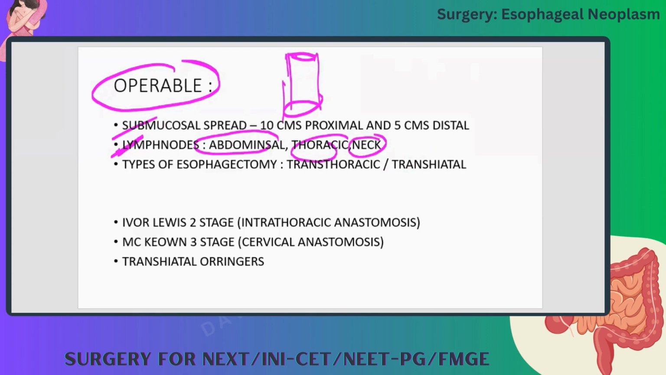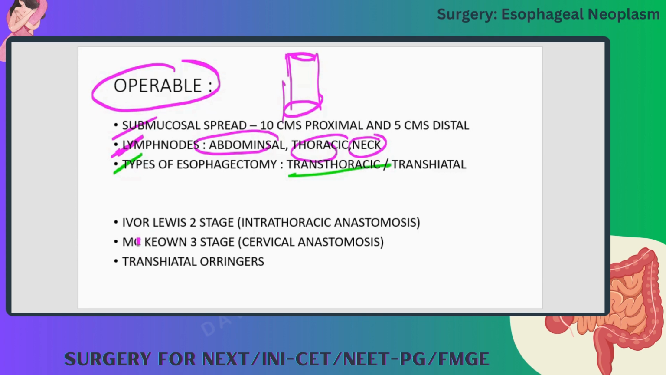Clear, sir. And what are the various types of esophagectomy? We can do transthoracic, where we open the thorax, or transhiatal, from the abdomen, where we open the diaphragm and go from below. Two ways: transthoracic and transhiatal.